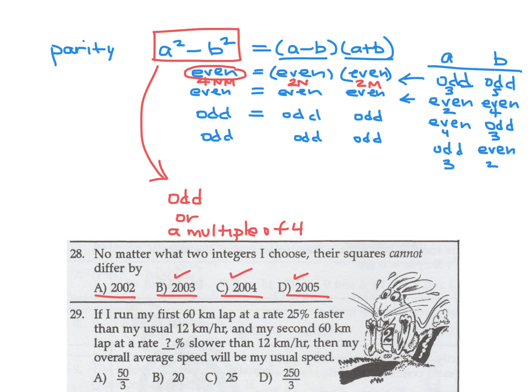This one is a multiple of 4. So this one, that 2002, is the one that is not possible. So the answer is A.